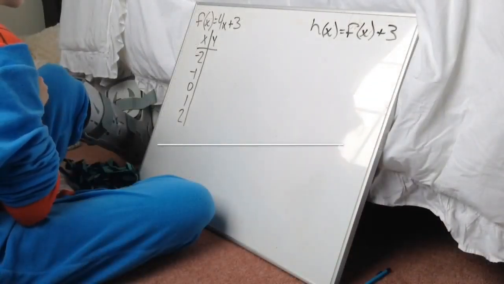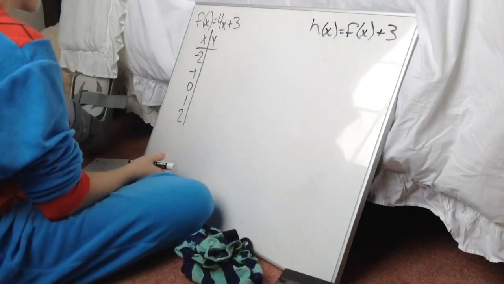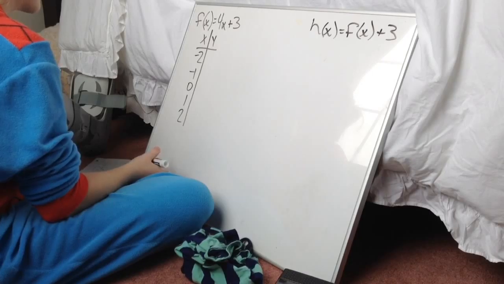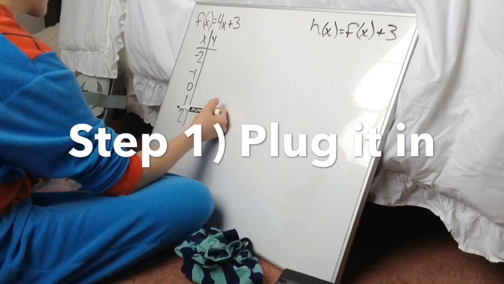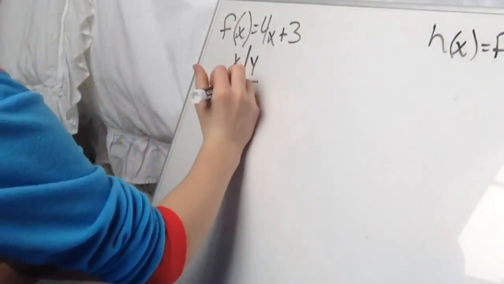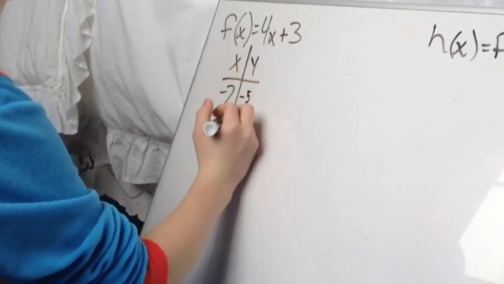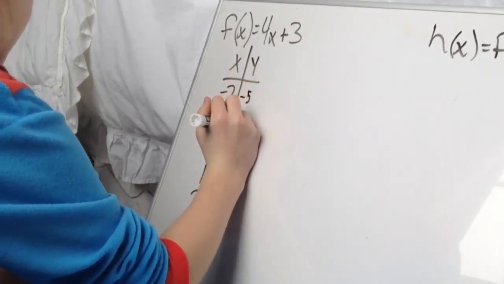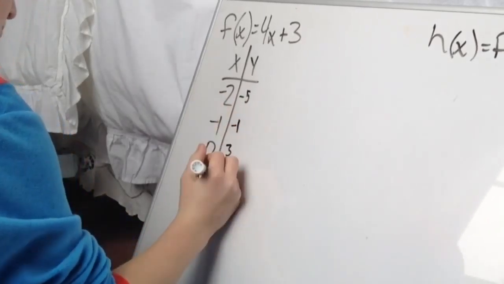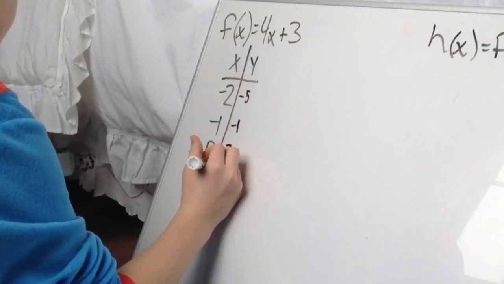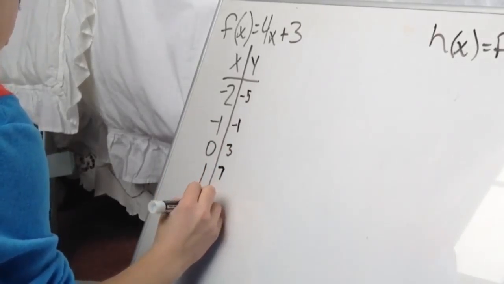The problem that I'll be solving is f of x equals 4x plus 3. Okay, so the first step is to plug in the numbers negative 2 through positive 2 into the equation. Negative 2 times 4 plus 3 is negative 5. Negative 1 times 4 plus 3 is negative 1. 0 times 4 plus 3 is 3. 1 times 4 plus 3 is 7. 2 times 4 plus 3 is 11.